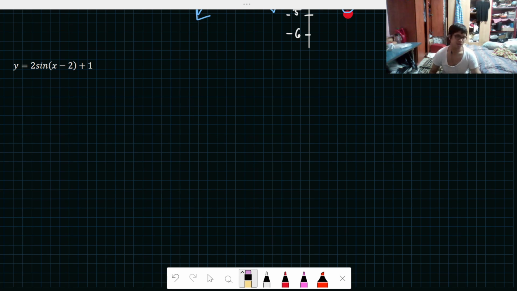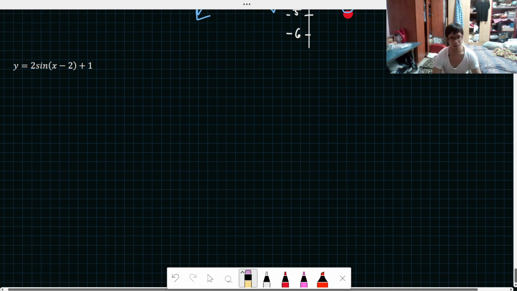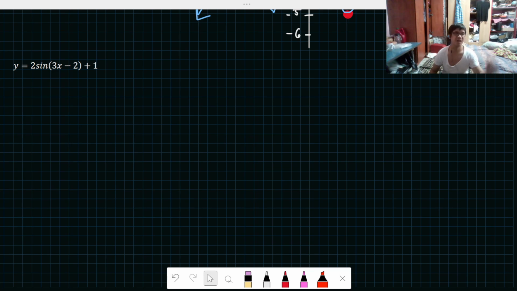I think I'm going to change the last one, because I kept having b as 1. Let's make it 3. I'm tired of using b as 1. Remember, b is the coefficient of your x. Here, the coefficient of x is 1, and in my previous examples, it's always 1. So let's try something new. How about 3?